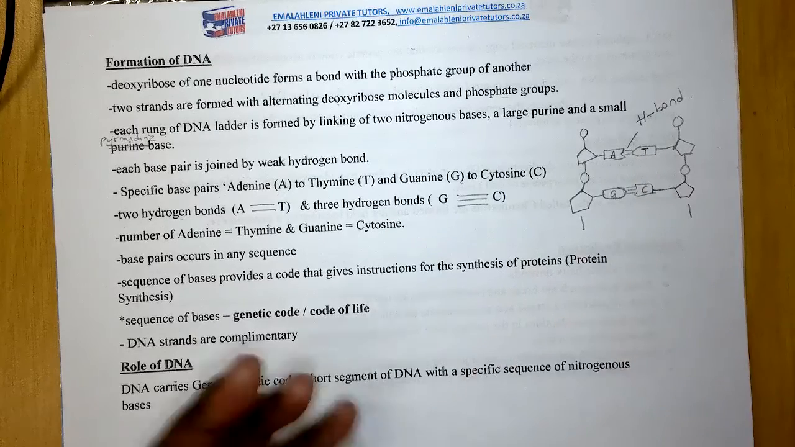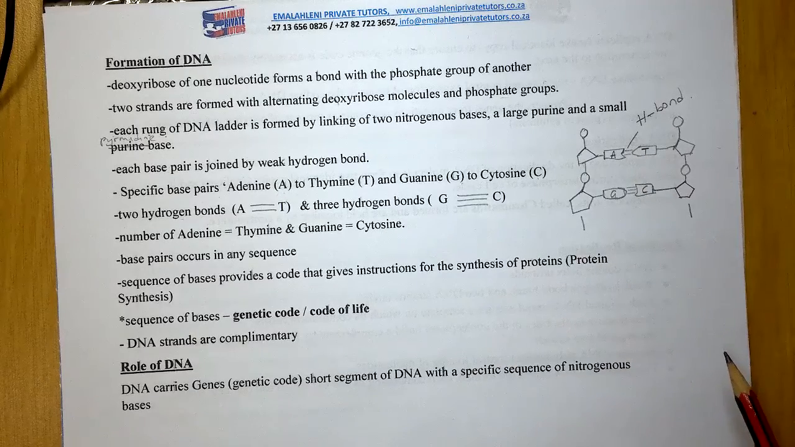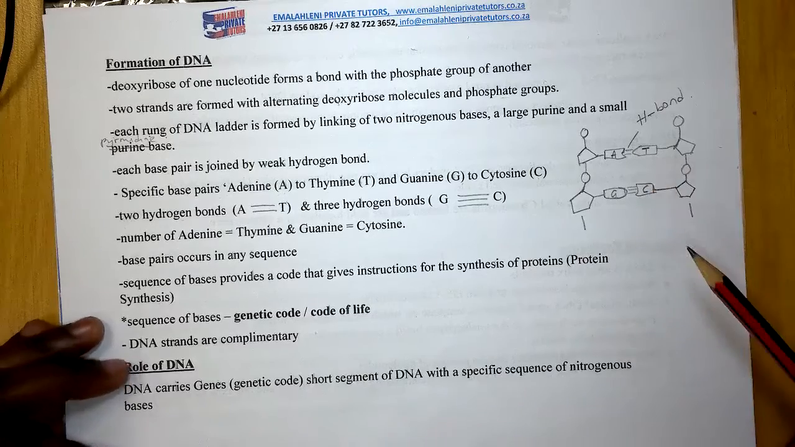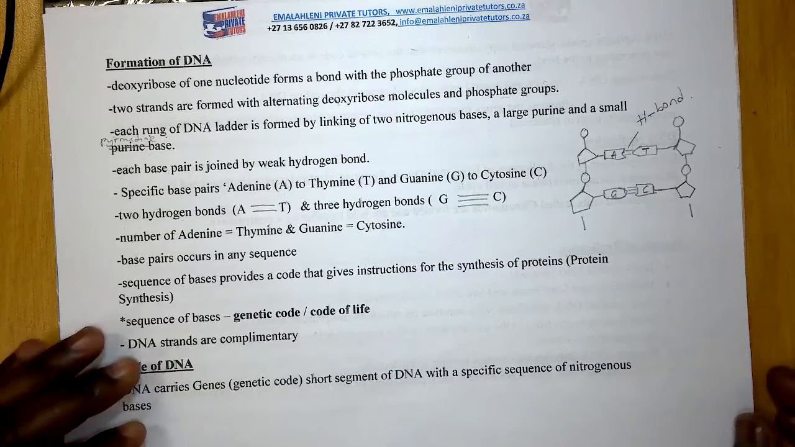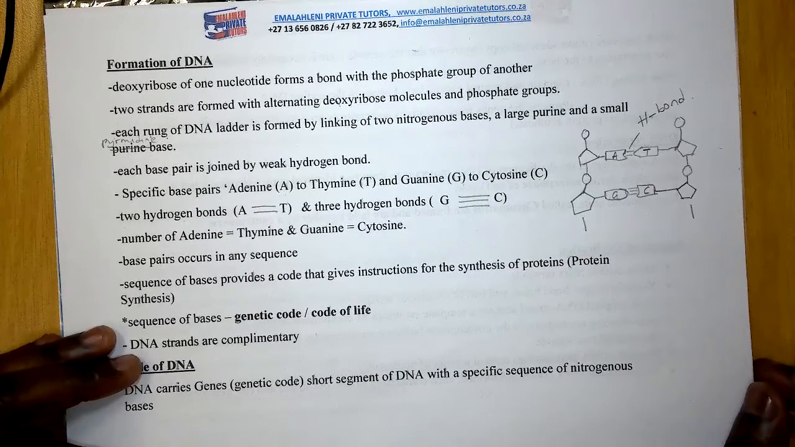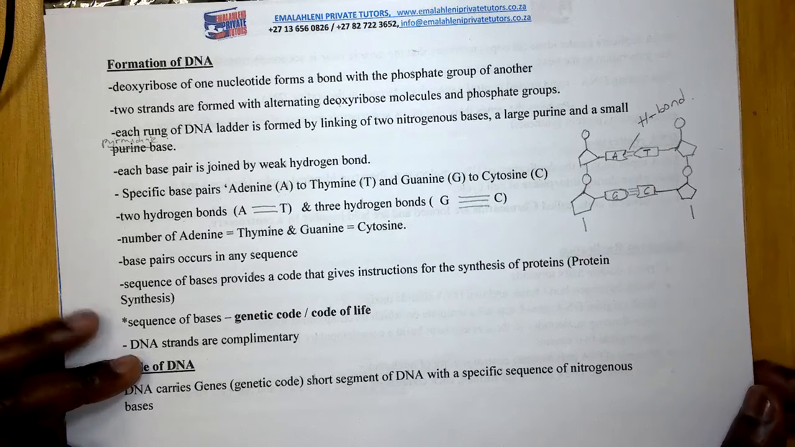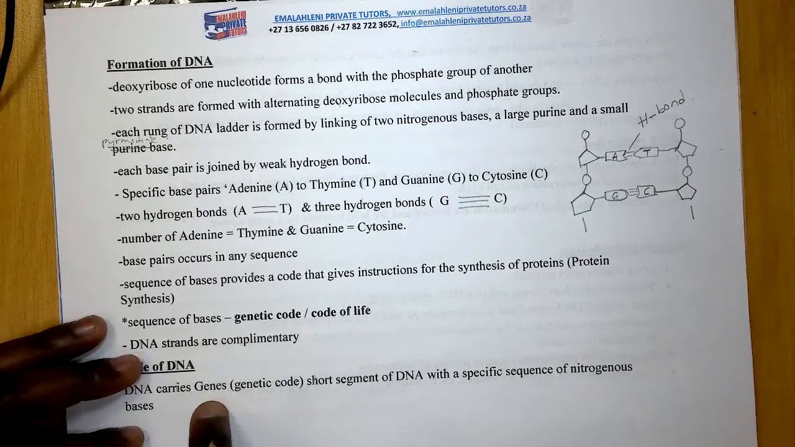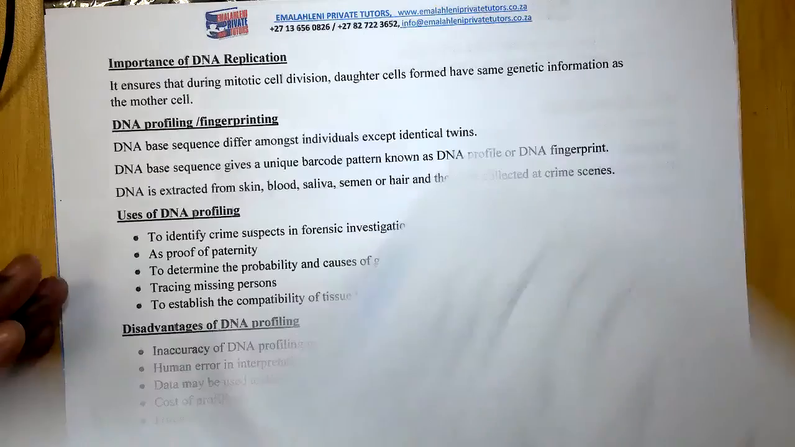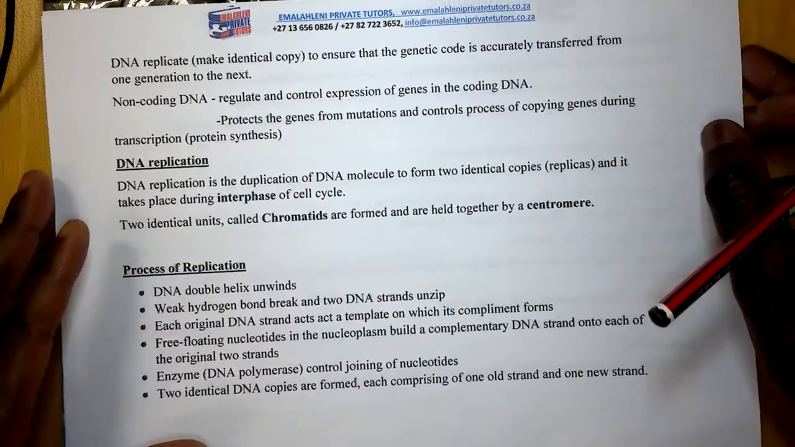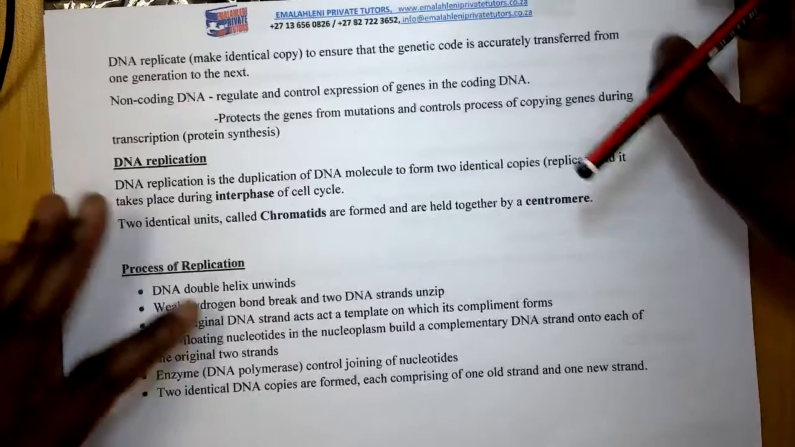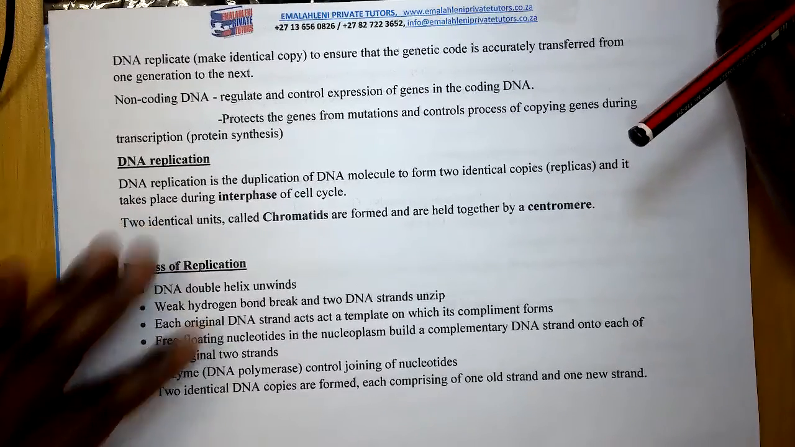So the DNA strands can be separated when the hydrogen bonds break. Then we are asking, what is the role of DNA? The role of DNA is that it carries genes, which is your genetic code, with a specific sequence of nitrogen bases. These genes carry information, or code, for the synthesis of a particular protein, or for controlling a particular characteristic in an organism.